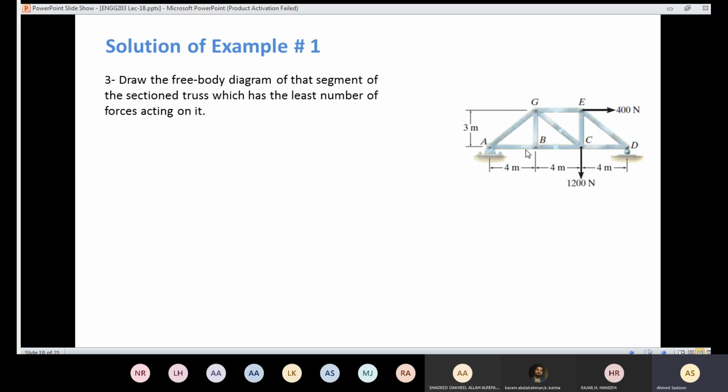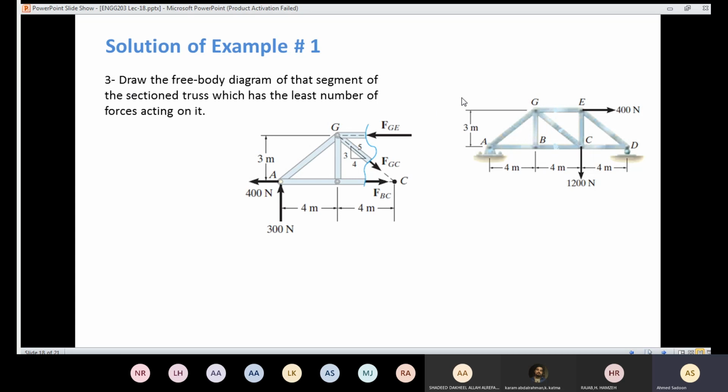I have 3 forces. Here I have 2 forces. So I'm going to use the least number of forces acting on the part. So I'm going to choose the left part because I have 2 forces compared with 3 forces in the right part. I need to put the internal forces. I need to assume the direction. So here we are going to assume the force here is compression, and this one here is tension, and this one here is tension. You can assume whatever you want.